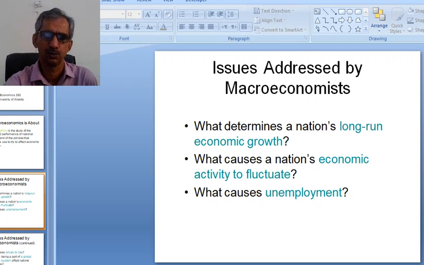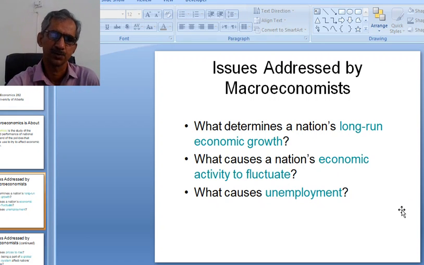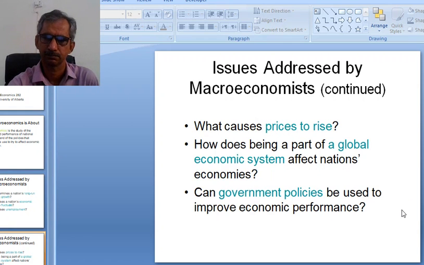Unemployment is another very interesting topic, and it is the focus of this course. It is one of the major issues. Even in a COVID-like situation, unemployment is the main issue: why people are unemployed, what the types of unemployment are, and how unemployment affects the economy.